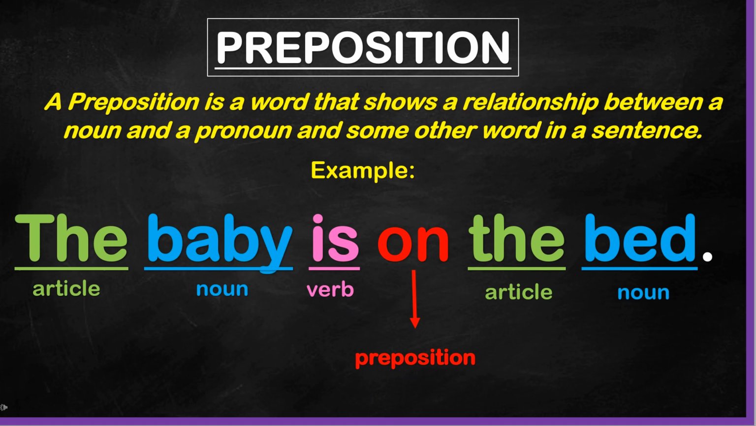Now, having understood the definition of preposition, let us look at it in the form of an example. The baby is on the bed. In this sentence, the are articles, baby and bed in blue are nouns, is a verb. And the word which is connecting these two ideas, the position of it, is the preposition. The word on, highlighted in red for you.